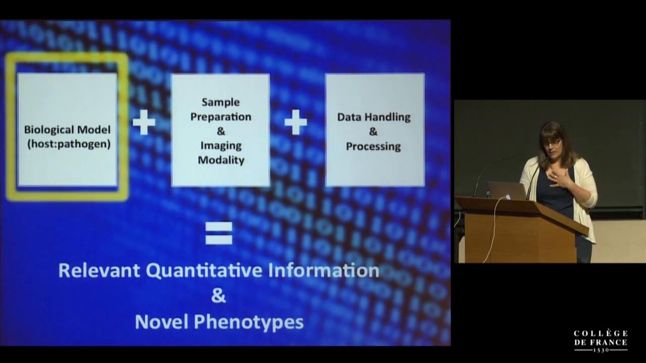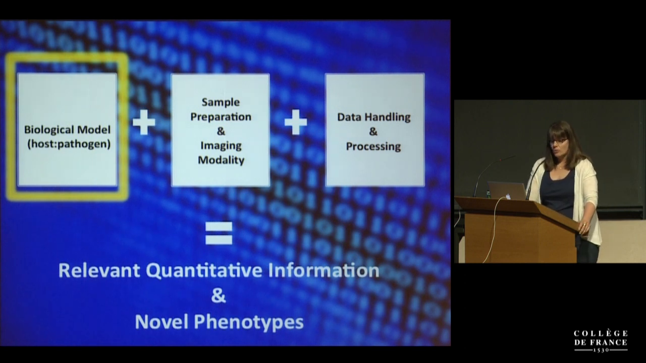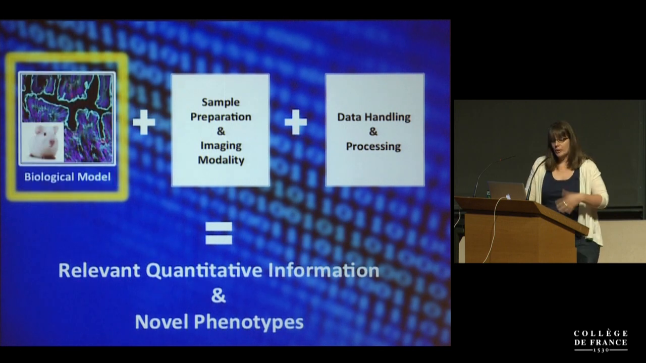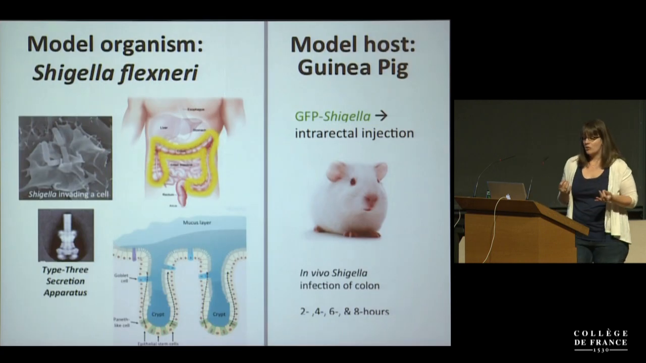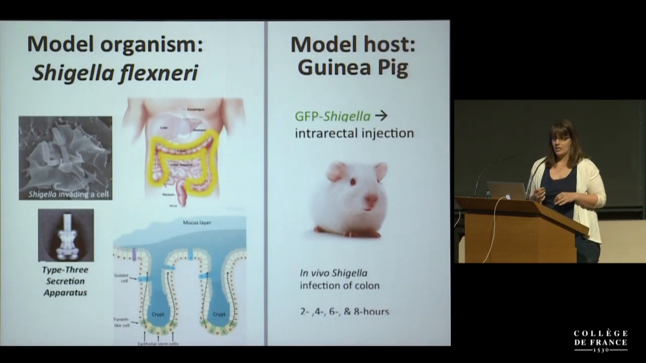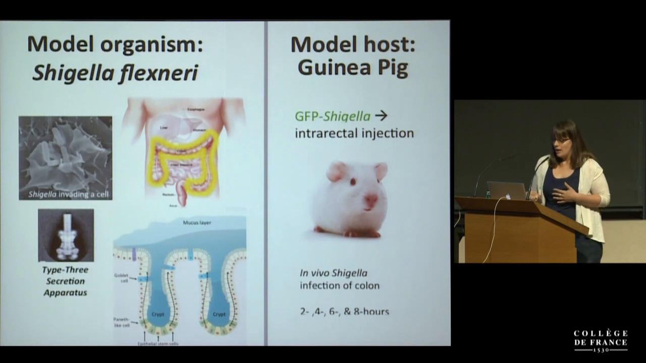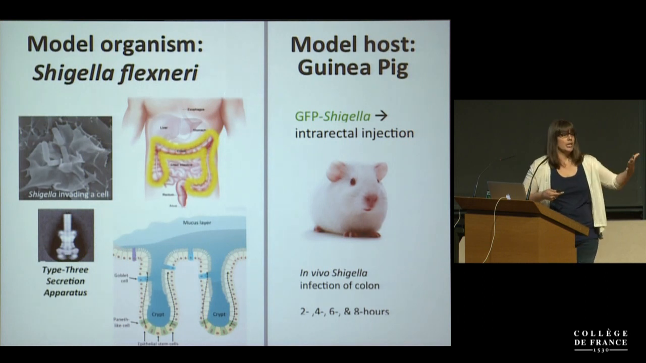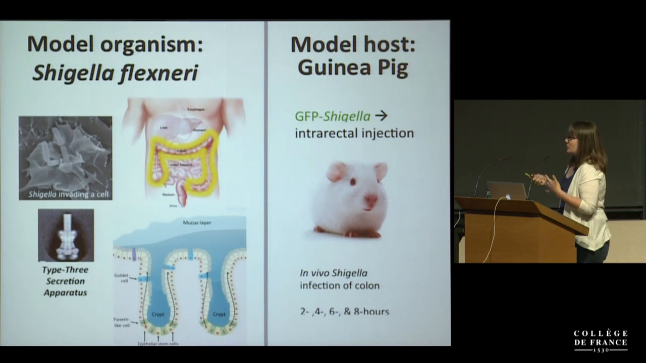So we aimed in our study to apply these quantitative imaging techniques to examine Shigella within its host environment, which is the colon, the large intestine. So we begin with our biological model, and that is Shigella flexneri. So this is a gram-negative enteroinvasive pathogen, and it uses a type 3 secretion apparatus. So it's like this needle-like structure that it uses to inject bacterial virulence effectors into host cells. And this induces invasion and cell-to-cell spread and the ensuing infection.